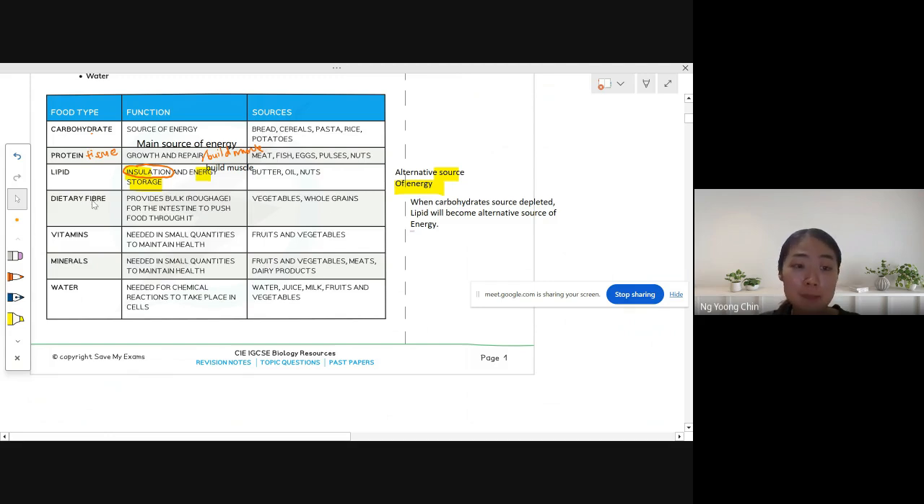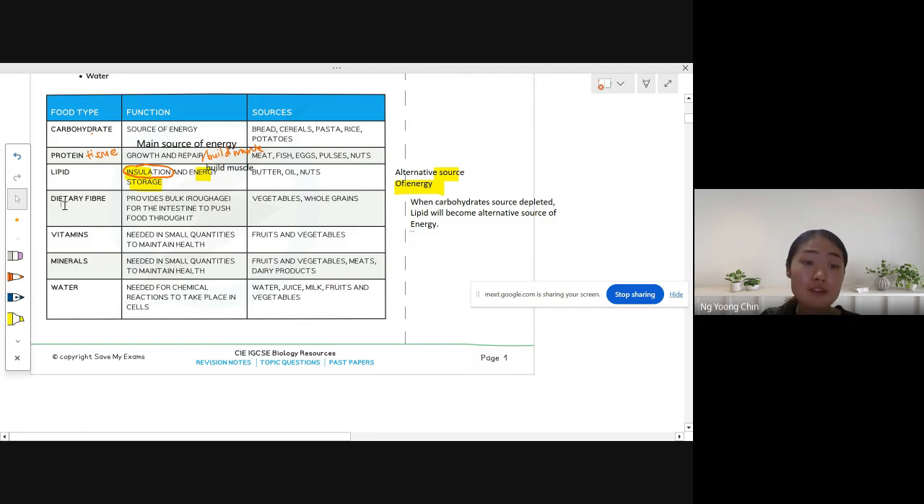So the function of fibers is they help us to prevent constipation, because they provide the bulk or roughage for the intestine to push the food through. You can imagine that fibers are found in the plant cell, right? So in the plant cell, I hope you still remember there's one organelle that contains those fibers. The component is the cell wall, right?